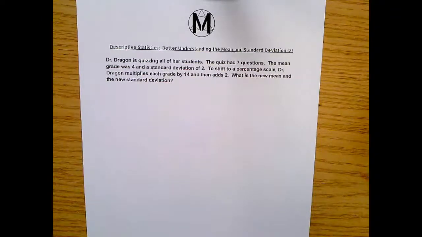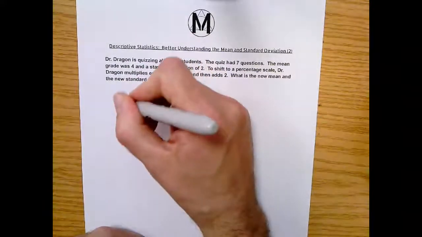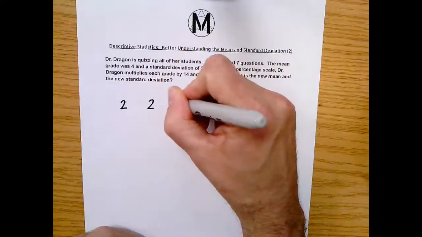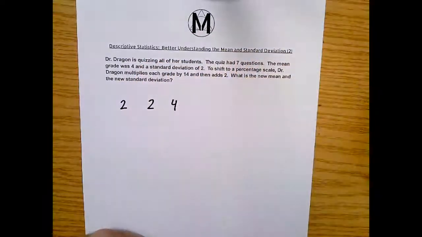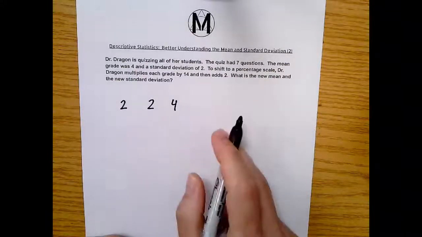So again, I'm going to make a simple data set here. This is just a make-believe data set. Let's make this one a little different. Let's call this one 2, 2, and 4. Okay, that is our data set. So there's 3 points of data, 2, 2, 4. And let's see what happens here.